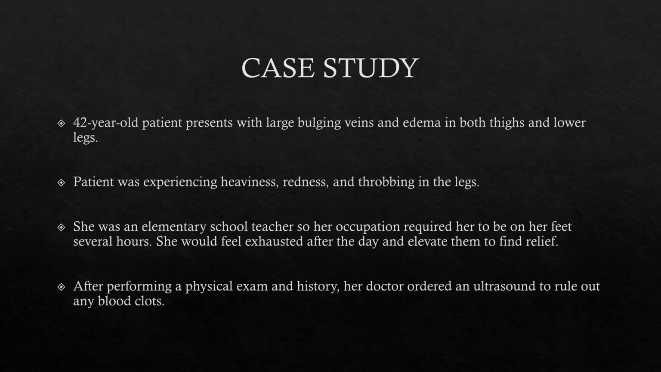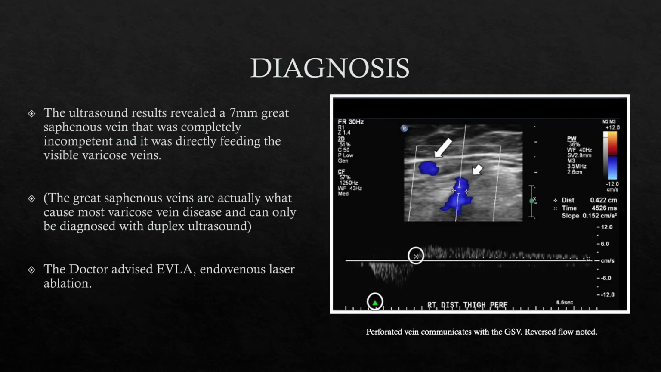After performing the physical exam and taking her history, the doctor ordered an ultrasound to rule out any blood clots. For the diagnosis, the ultrasound results revealed a 7mm great saphenous vein that was completely incompetent, and it was directly feeding the visible varicose veins that were apparent in her legs. A little note too: the great saphenous veins are actually what cause most varicose vein disease, and it can only be diagnosed with duplex ultrasound or Doppler ultrasound.